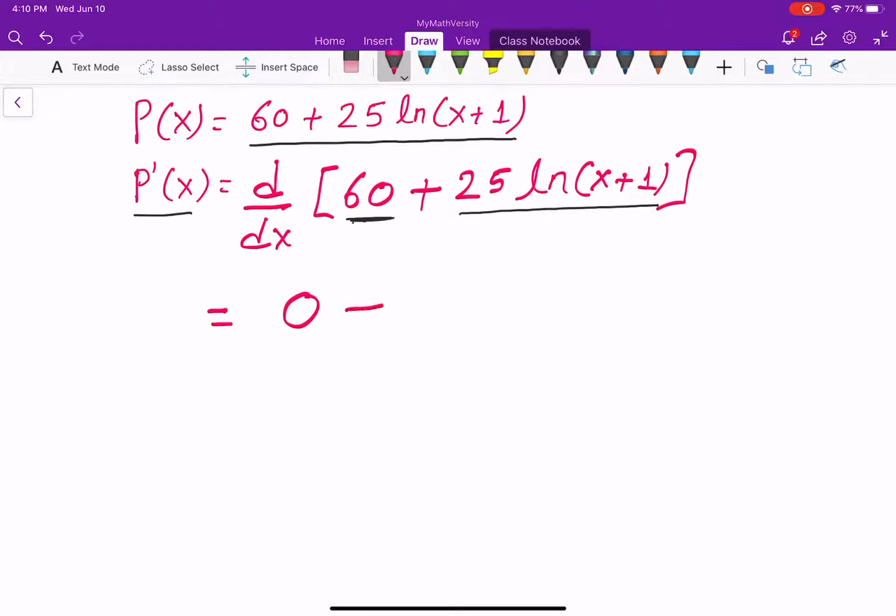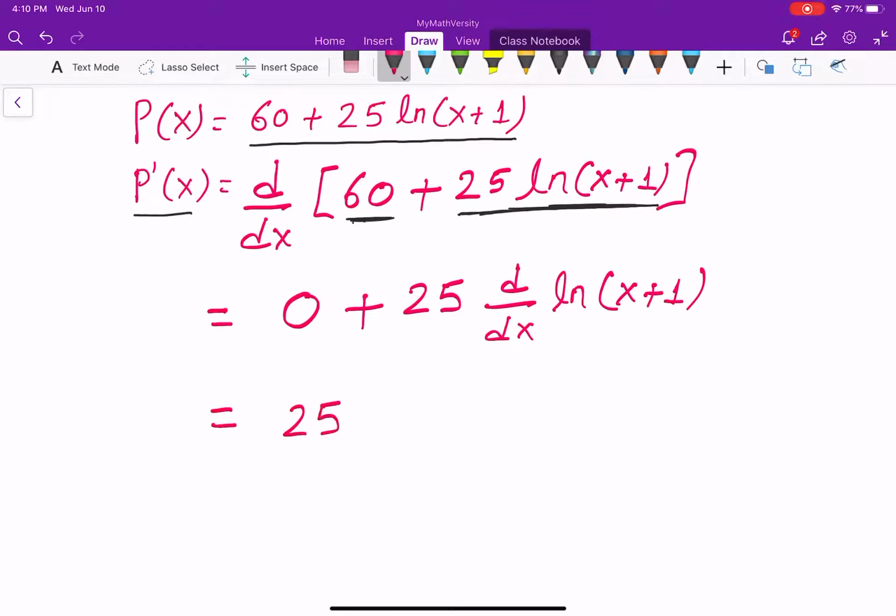Okay, plus now let's try to find the derivative of 25 times ln of x plus 1. How can we find that? We can use the constant multiple rule, right, which is: leave the constant as it is, multiply by the derivative of ln of x plus 1. So this is actually equal to 25 times the derivative of ln of x plus 1.